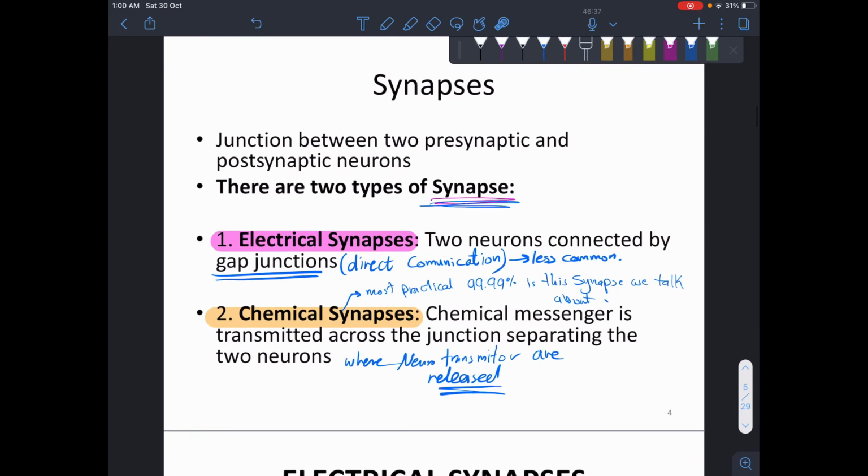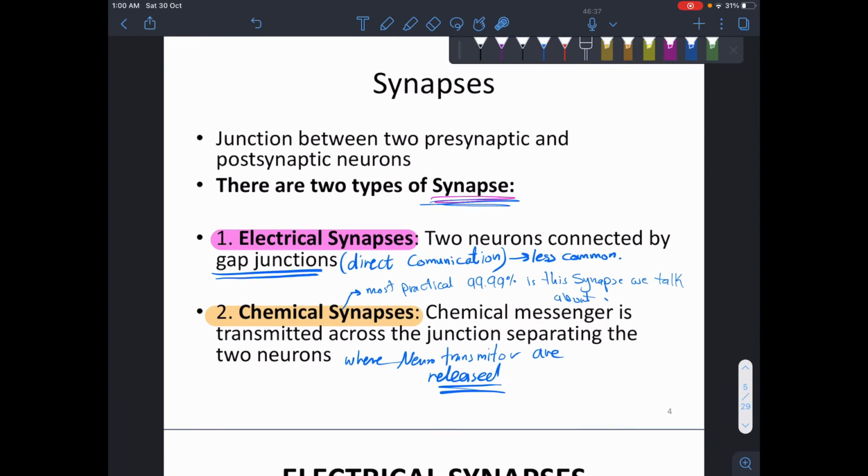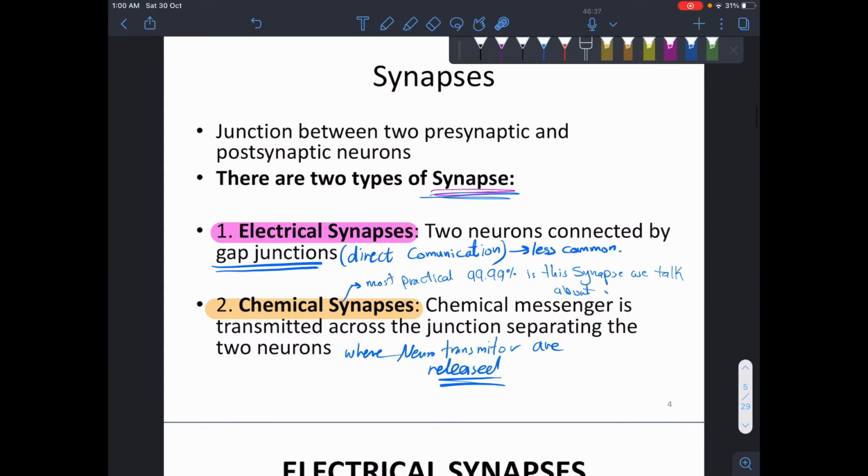Okay, now let's go through the lecture. Synapses, we said, between one nerve and another nerve. Junction between the presynaptic and the postsynaptic neuron. Of course, we don't say one nerve and another nerve; we can say a presynaptic nerve and the postsynaptic nerve, two nerves. So we have two types of synapse. I want you to focus here.